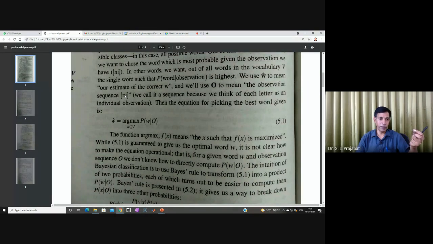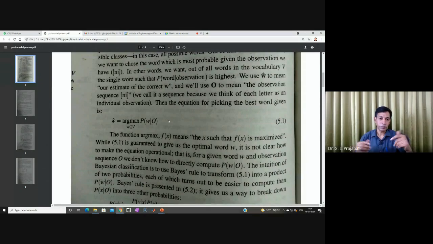If the person is speaking like this, what is the probability that this is the word W? Whatever the number of words in your corpus, for every word you have to determine the probability, and the word which gives the maximum probability, your system will give as the output. This is the most probable word corresponding to the observation sequence.